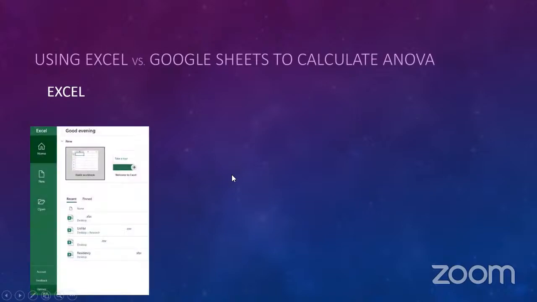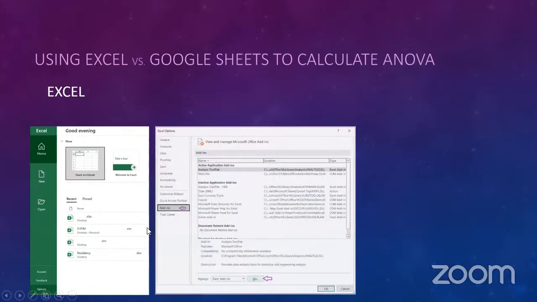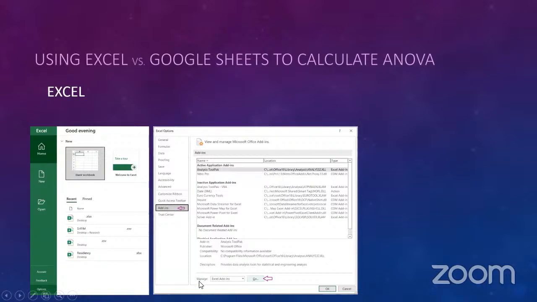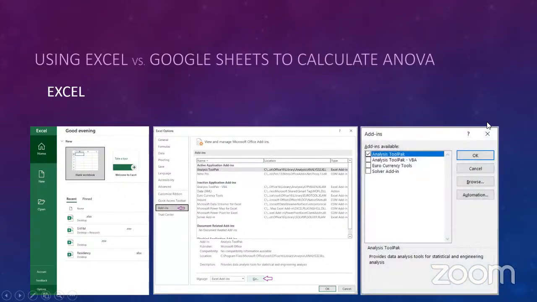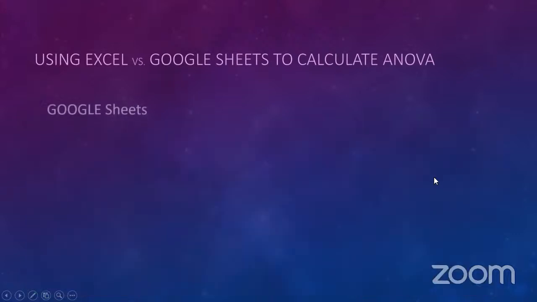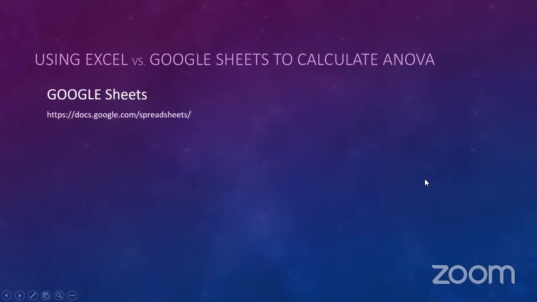For Excel, you have first to go to File, and then Options. After you click on Options, the screen will open. You will click on Add-ins, and then you will click Manage, Excel Add-ins, and then Go. The screen will appear. These are already installed in our Excel. You don't need to download anything. You will just tick Analysis ToolPak and click OK. That's all. And this is how we install the ANOVA tool in our Excel.